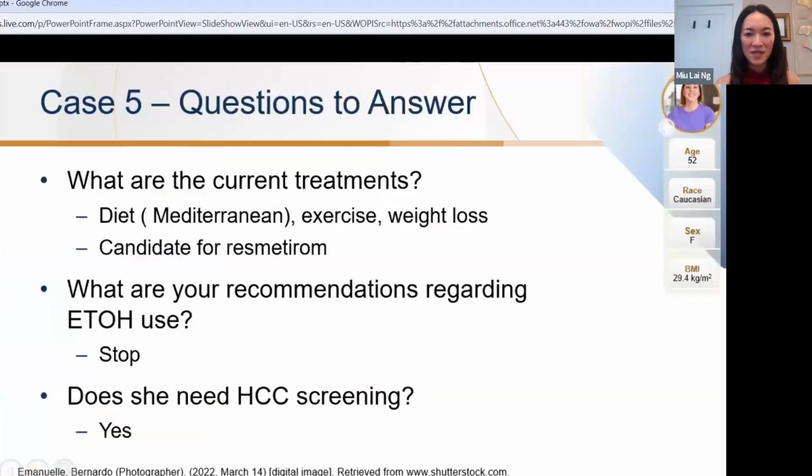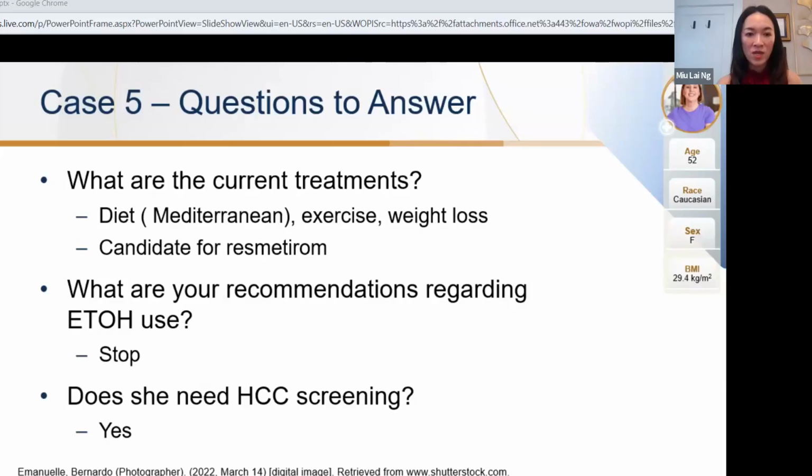So with that, this brings up critical management questions. What treatments are available? Like our fatty liver patient, diet, exercise, and weight loss of 10% will be the goal. And with the diagnosis of severe fatty liver and advanced fibrosis F2 or F3, she's a candidate for a medication called Resmetirom. Resmetirom is a medication that can reverse the scarring of the liver and reduce the steatosis.